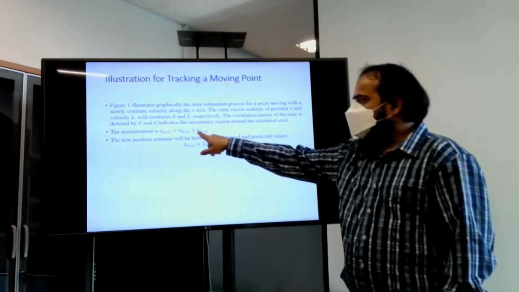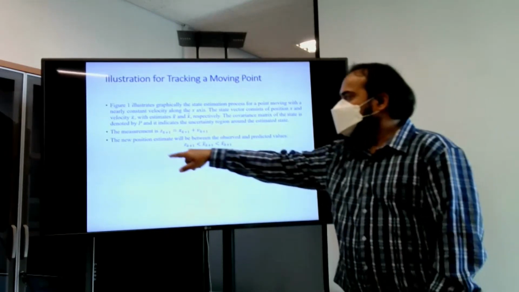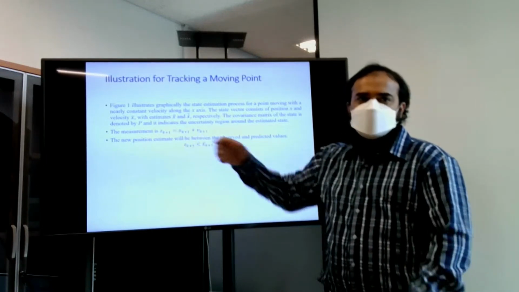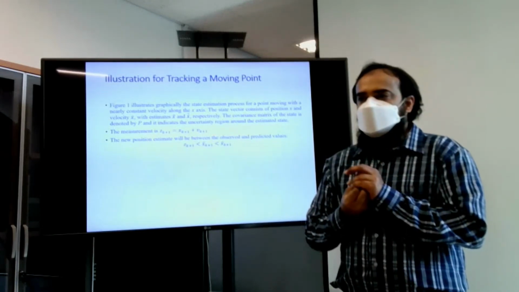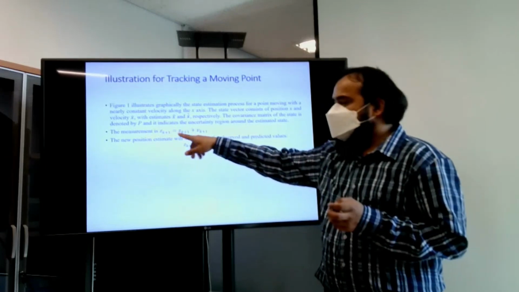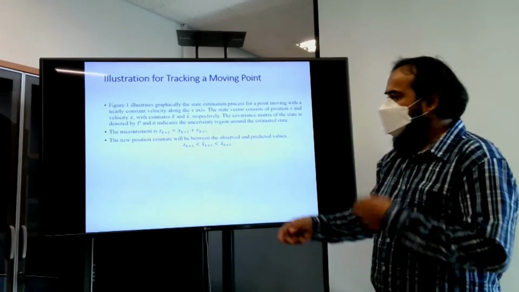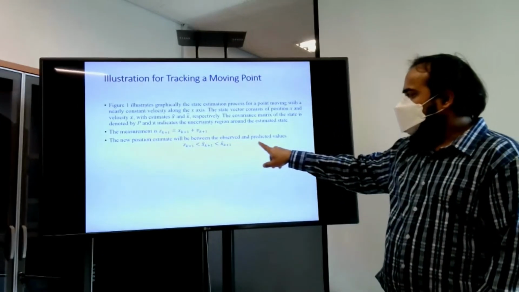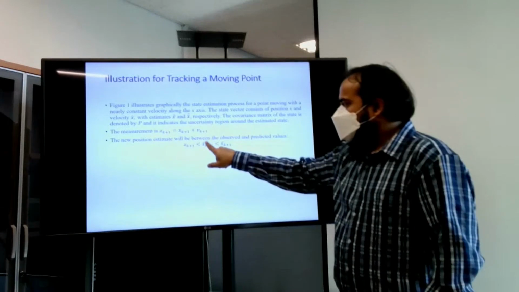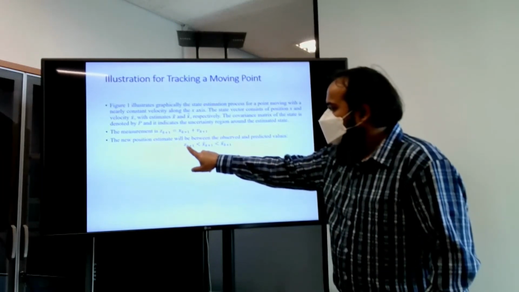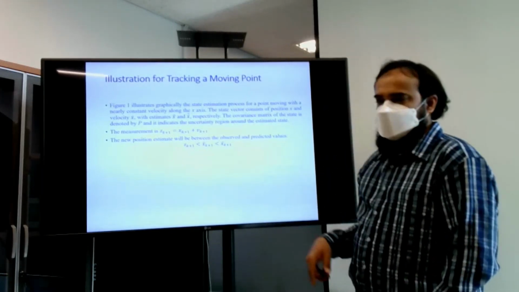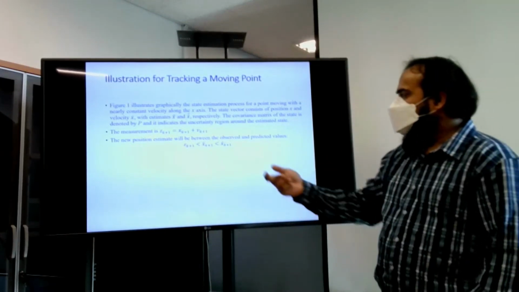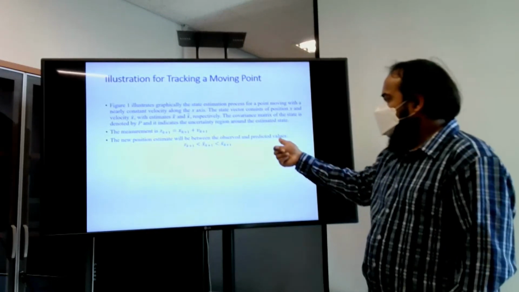So our measurement set is this one, and here we have not written the velocity because only one side, we do not know the velocity. The new position will be between the observed and predicted value. Suppose the new value is between this one and this one, the new position that will be estimated is between the observed and predicted values.